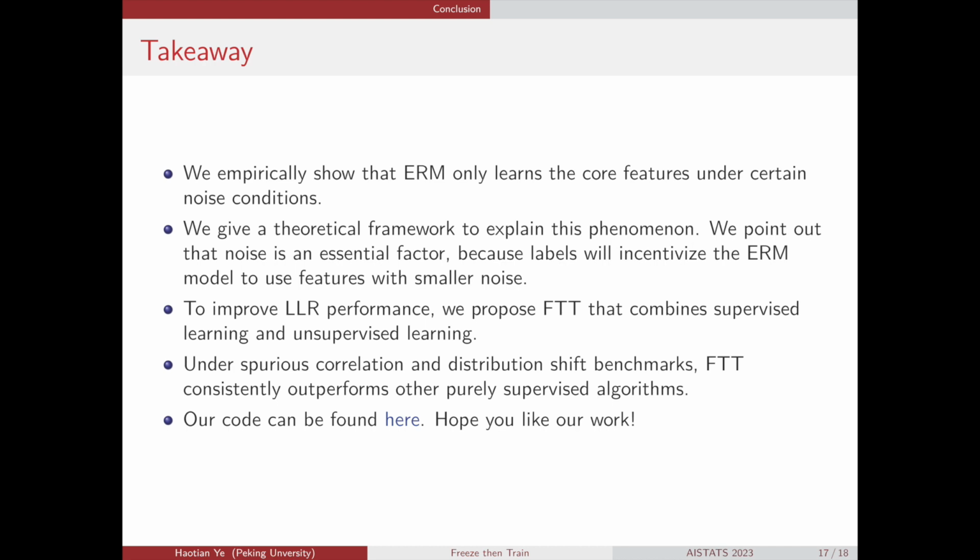To conclude, we empirically show that ERM only learns the core features under certain noise conditions, and we give a theoretical framework to explain these observations. We found that noise is an essential factor in this learning process, because labels will incentivize the ERM model to use features with smaller noise, which is not necessarily the core feature. And to improve LR performance, we propose FTT, which combines supervised learning and unsupervised learning. Under Spurious correlation and distribution shift benchmarks, FTT consistently outperforms other purely supervised algorithms, showing its effectiveness and strong extensibility.